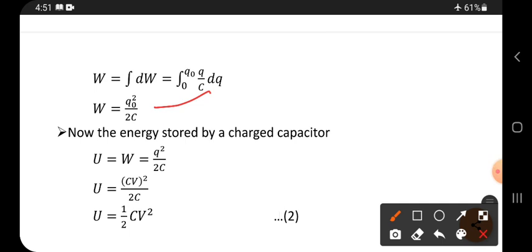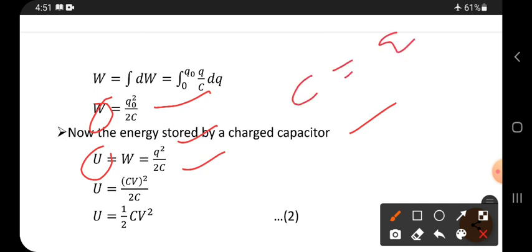Now the energy stored by a charged capacitor is how much? This work done is stored in the form of energy. That energy is potential energy, denoted by U. So U is equal to Q square by 2C. And from the capacitor formula, C is equal to Q by V, so Q is equal to CV. In the place of Q, write CV.